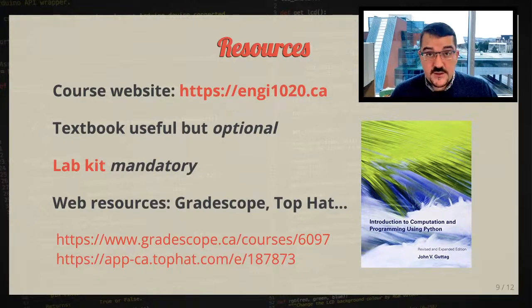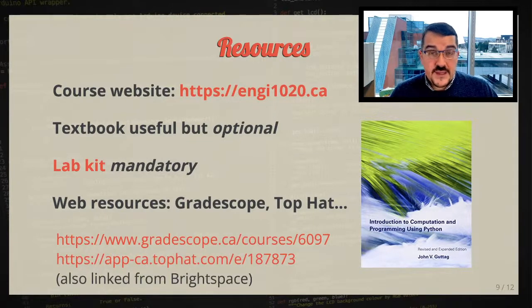But Top Hat, so you don't have to buy a book in this course, but you have to buy the lab kit, and you have to pay for a Top Hat subscription. I think they have a 2-week free trial at first, but we are going to use it throughout the whole course. And so Gradescope and Top Hat are also both linked from Brightspace. If you don't have access to either of those, do let me know.